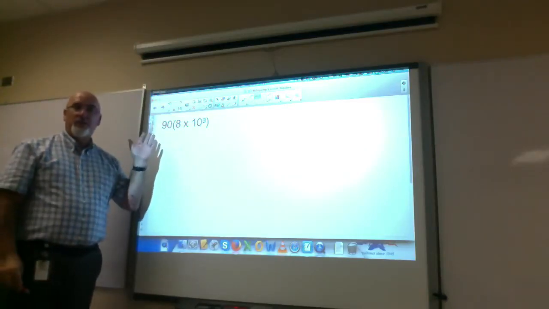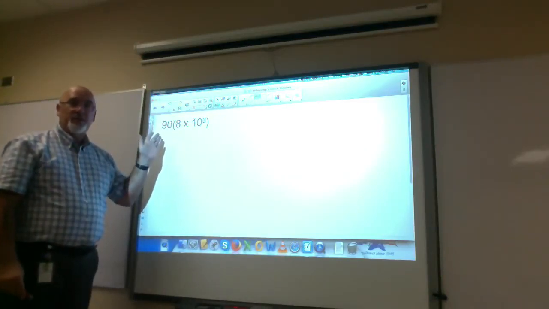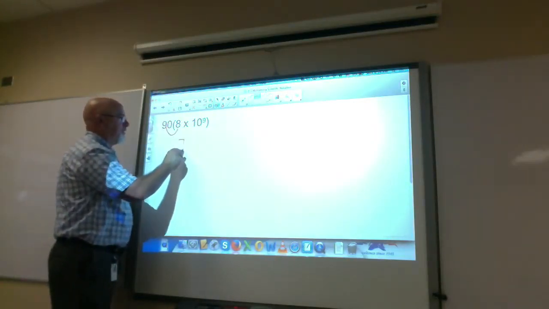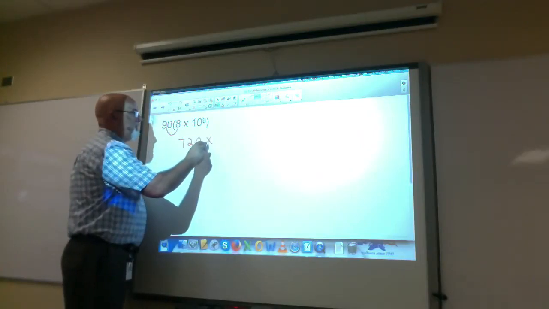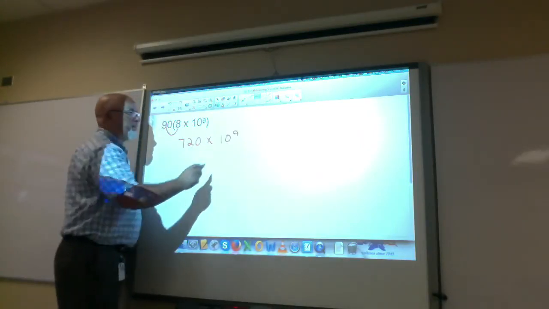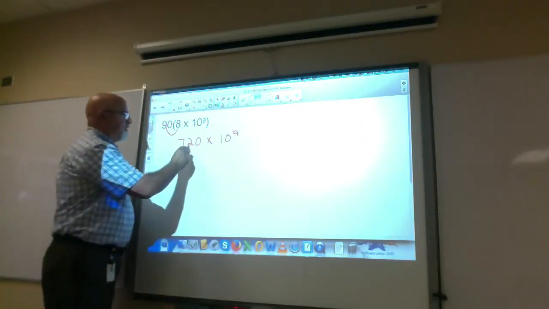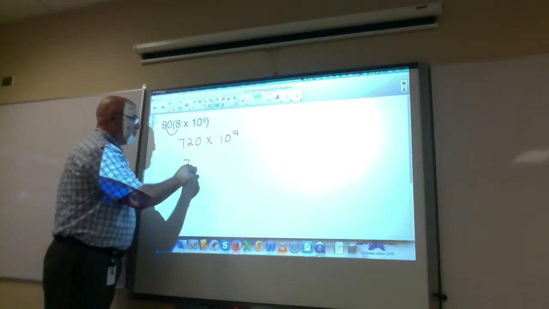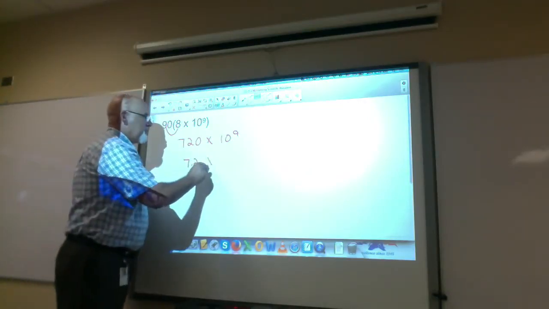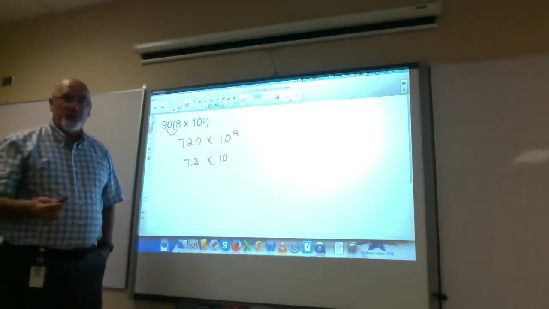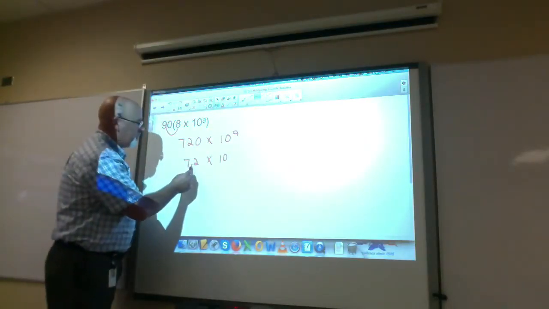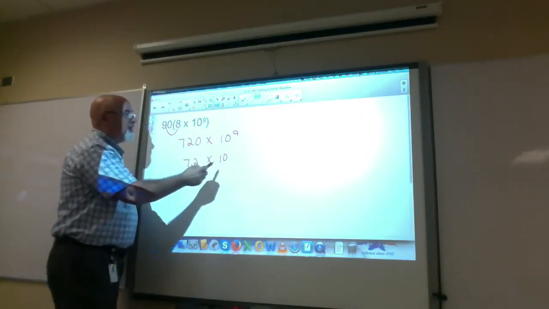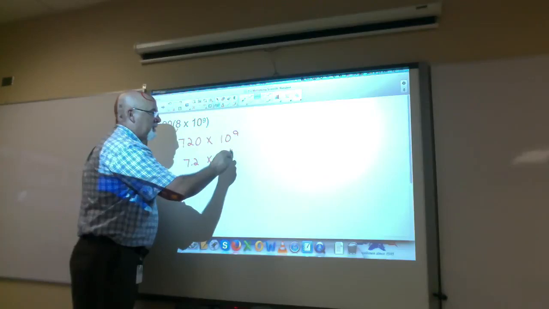Okay, another one like the one we had earlier, where the first number is not in scientific notation, but we can still just multiply number times number, and then just put the power out here by itself. This number is not in scientific notation, so to make it into scientific notation, we make it 7.2 times 10 to the, and to determine what number goes on the end, we have to move it 2 places to get it back to 720. So 2 places to the right would be 11.